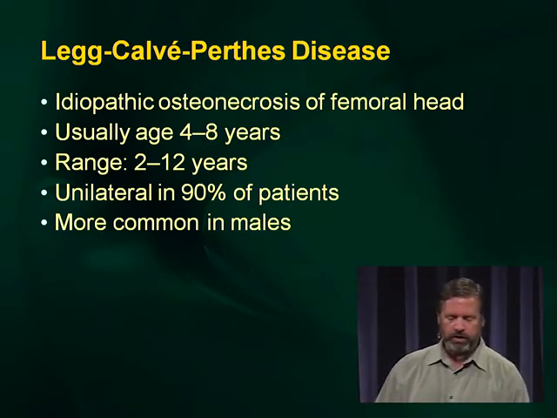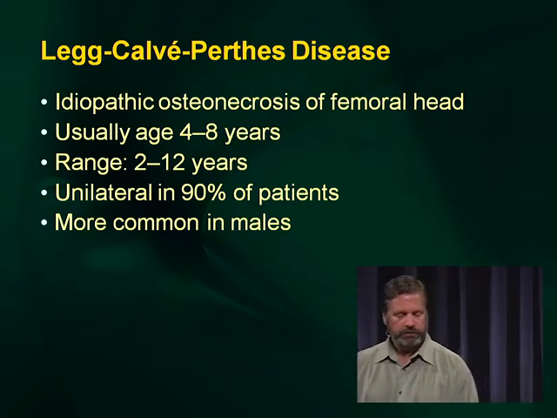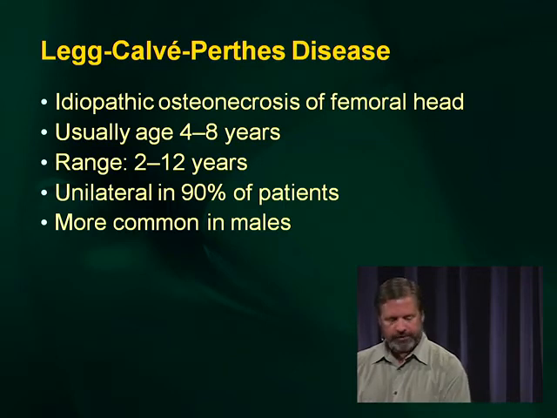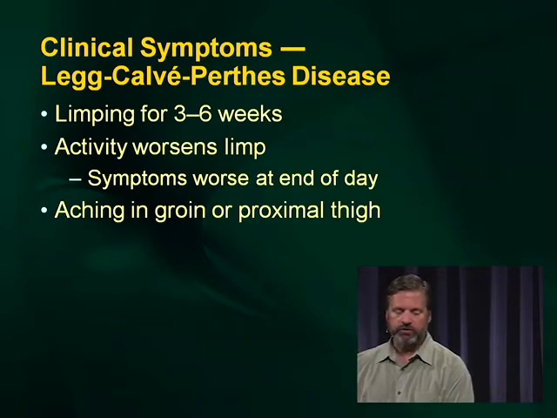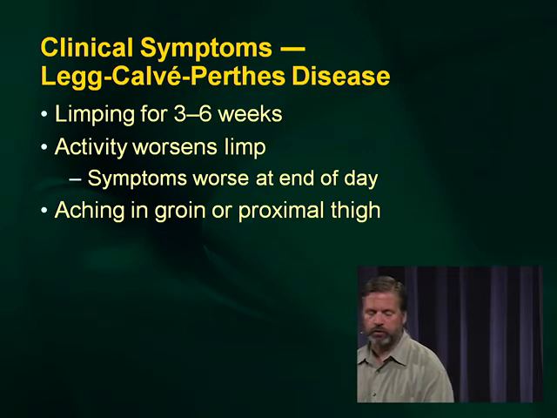Usually around the age of 4 to 8 years, usually unilateral, much more common in males. They present with limping for 3 to 6 weeks. Activity tends to worsen the limp. The symptoms are worse toward the end of the day. And they may complain of some aching in the groin or the thigh.